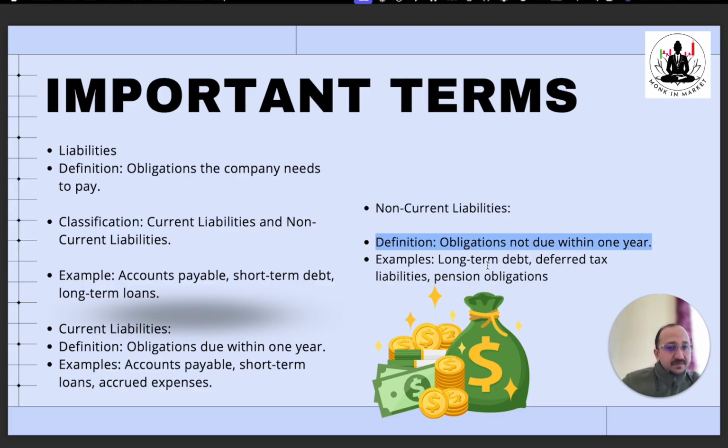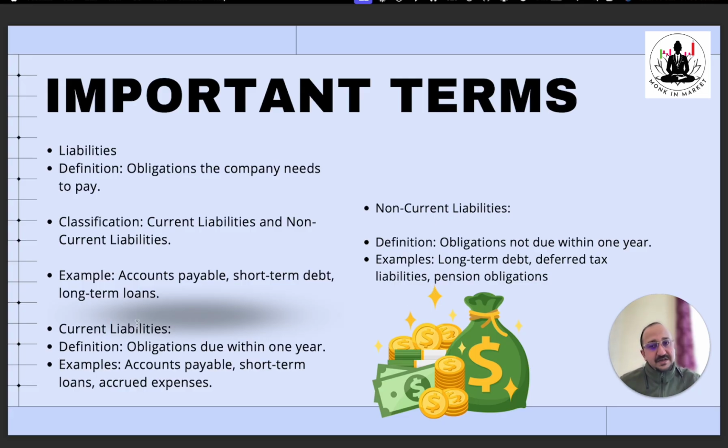For example, long-term loans, and deferred tax. Sometimes with the government, instead of giving the entire tax this year, I can give some tax this year and proportionally give the remaining tax next year as well. So this is called deferred tax. Pension obligations mean if my employee retires, I have to give him a pension till the end of his life. So these are long-term liabilities which I have to pay.